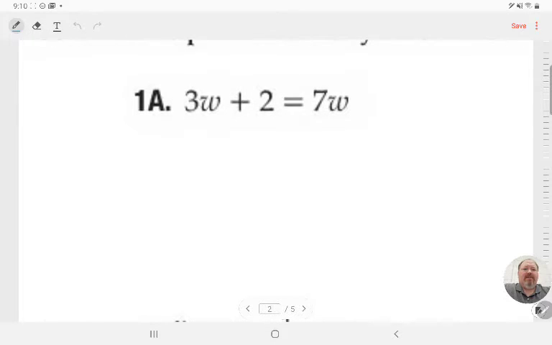All right, let's see how you did. So we have 3w plus 2 equals 7w. So we have variable on both sides. They're both like terms. So we can subtract 3w from the left and 3w from the right side of the equal sign. 3w minus 3w is 0, so that just brings down the rest of the problem, which is 2. 7 minus 3 is 4, so 4w.